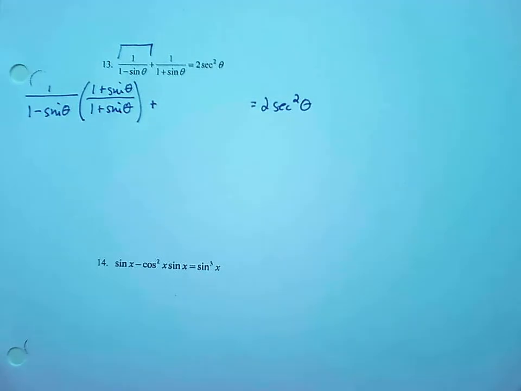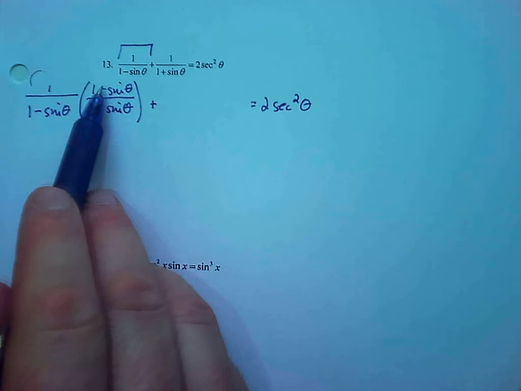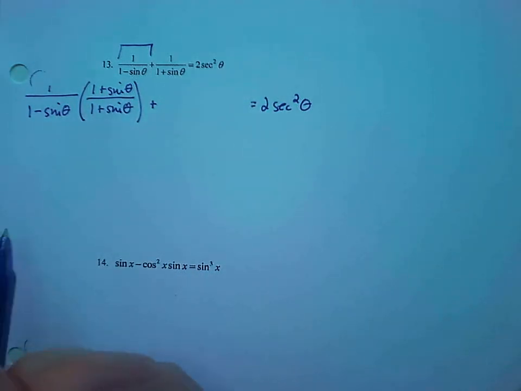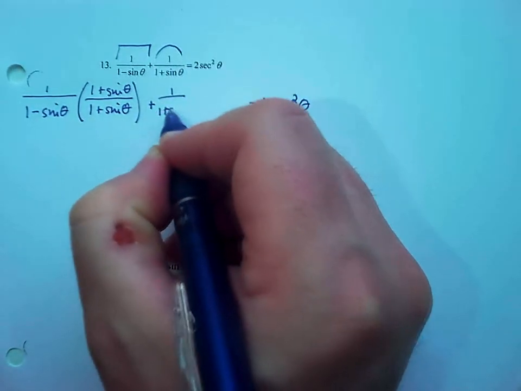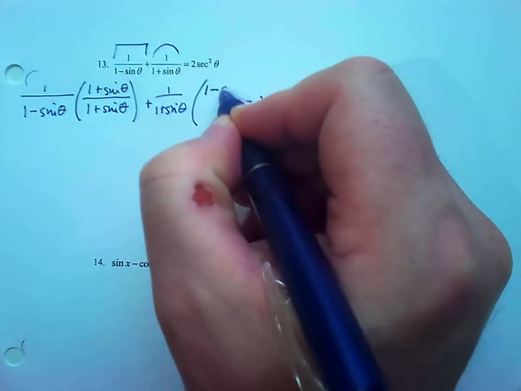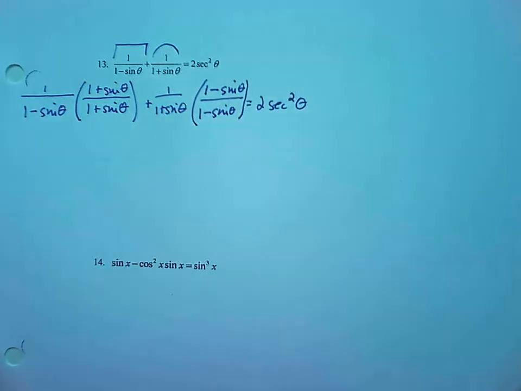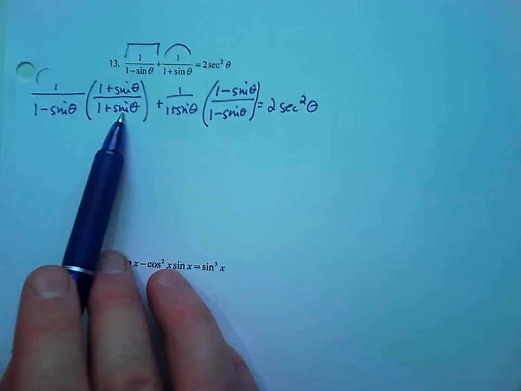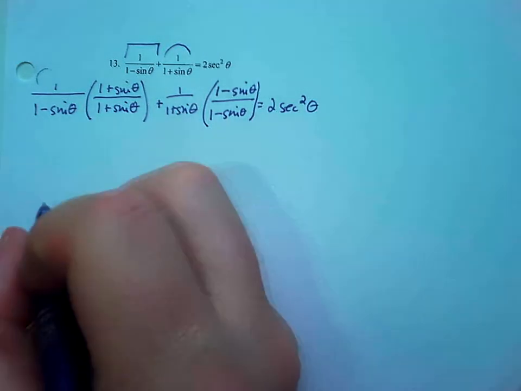So all I worked with so far was this first term, and I just multiplied it by 1 plus the sine of theta over 1 plus the sine of theta, which is the same as multiplying it by 1, since the numerator is the same as the denominator. I'm now going to use the second term, which is 1 over 1 plus the sine of theta, and multiply it by 1 minus the sine of theta over 1 minus the sine of theta. Again, I'm multiplying both terms by something equivalent to the number 1.